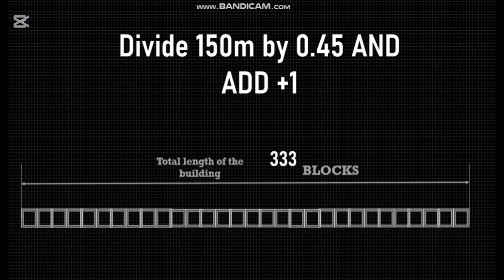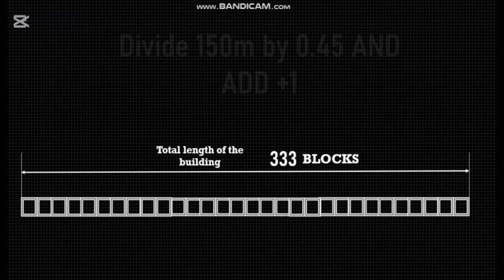0.45 is the length of the block. Whether it be 6 inches, 5 inches, or 9 inches, they have the same length. So if you divide, you add 1, and when you add 1, you have 333 pieces of block in a straight line that will form the straight line in that wall.